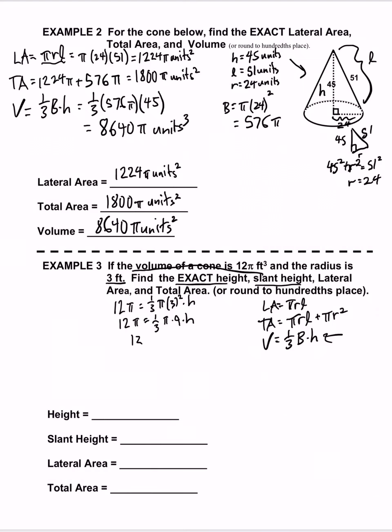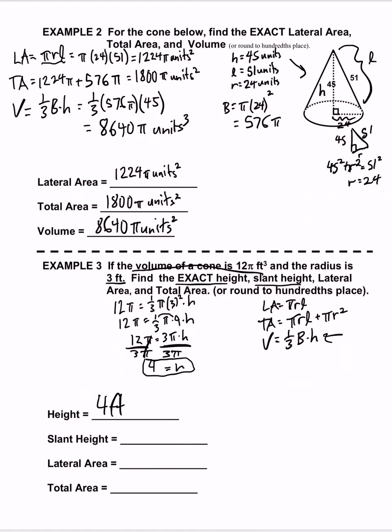So now I have 12 pi equals, if I do 1/3 times 9, I'll get 3 pi times h. So if I want to solve for h, divide both sides by 3 pi. That'll cancel out the pi. And also 12 divided by 3 would give me h is equal to 4. So that gives me a height of 4 feet.